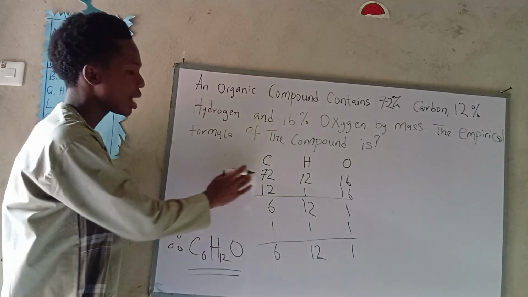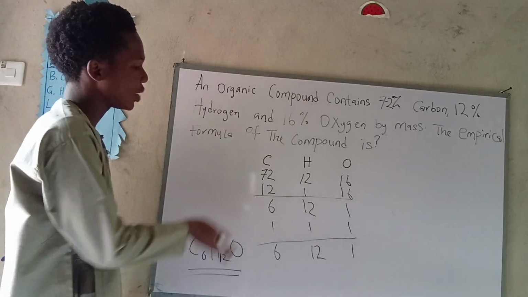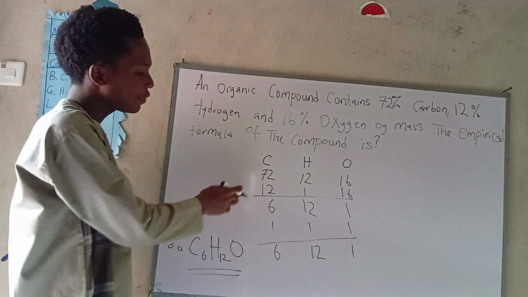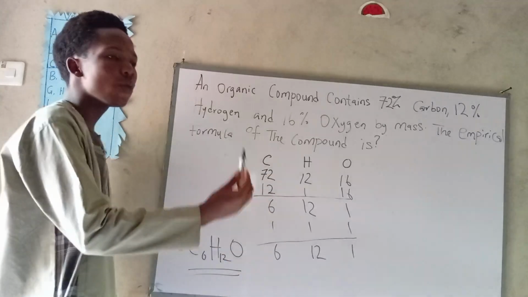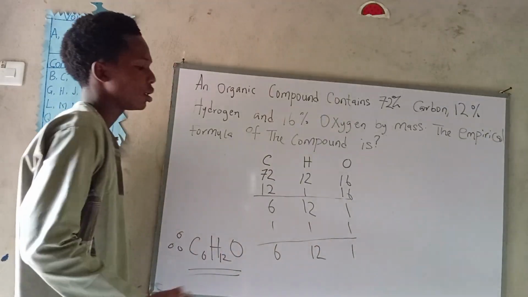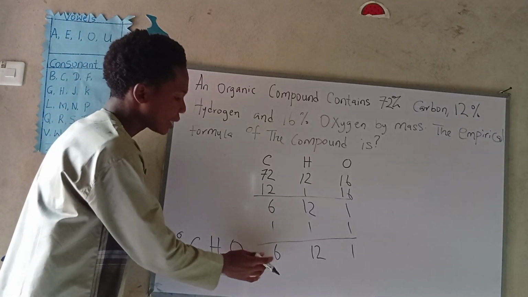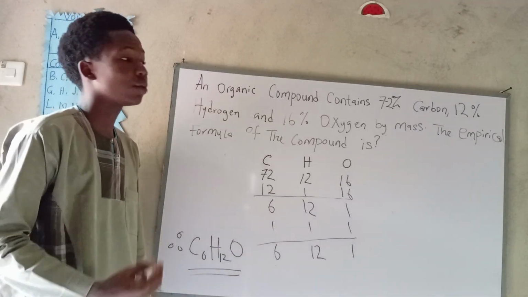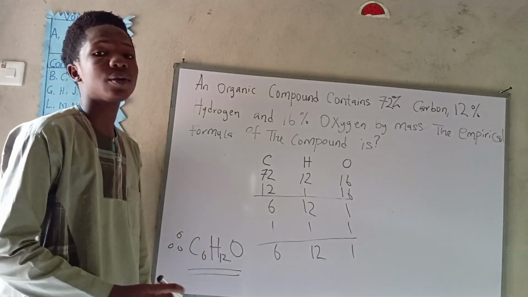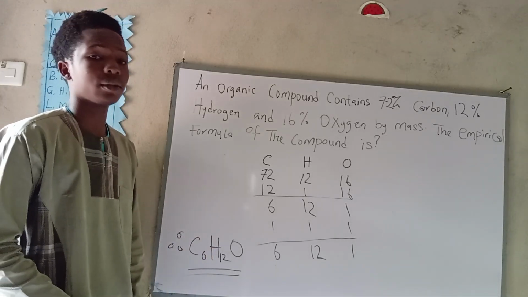First of all, we bring out the percentage. Second of all, we divide by the atomic mass. Then after dividing by the atomic mass, we pick the lowest number and divide it into all of them, and we finally get our answers. It's as easy as that. Now let's try another question to see if we truly know how to solve for the empirical formula.